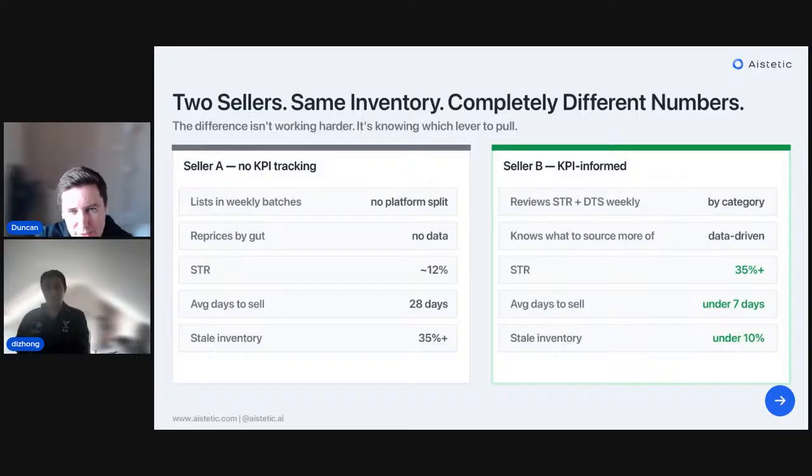And if you are proactively managing this with your KPIs and optimizing this, you will be at a sell-through rate of pushing north of 30% with average days to sell, which we see amongst top sellers, of under 7 days, and stale inventory less than 10%. And the difference here is, it's not to work harder, it's to work smarter. Use your data, make data-driven decisions based on what's actually selling with your portfolio, your items on eBay and various marketplaces where you're selling.